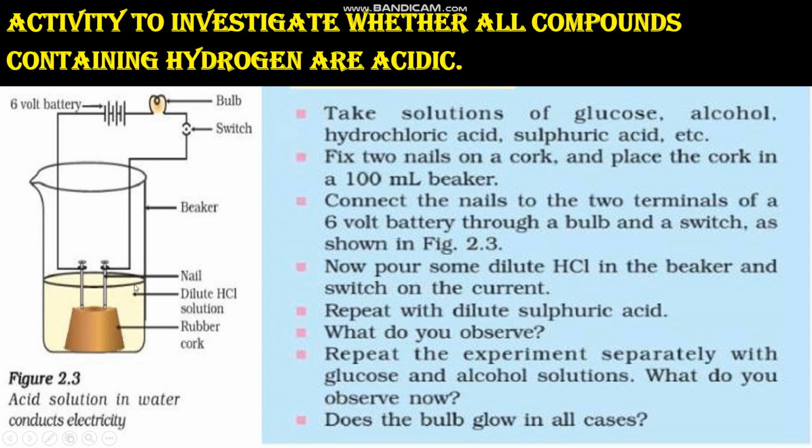Next, what do we have to pour? We have to pour the alcohol solution and see whether the bulb glows or not. So we have HCl, pour the HCl and do the experiment. Next, separately we have to do the experiment by pouring sulfuric acid. Next, repeat the experiment by pouring glucose solution. Next, by alcohol solution. In all these cases we have to observe whether the bulb glows or not.